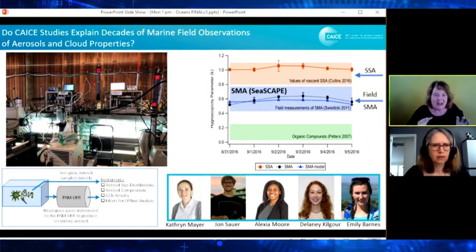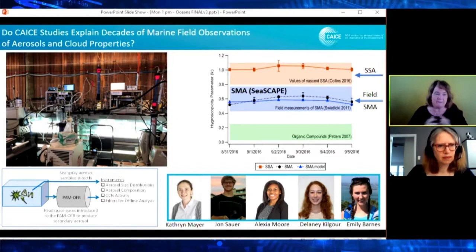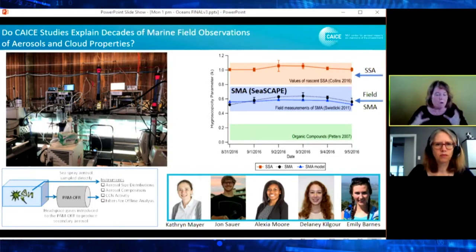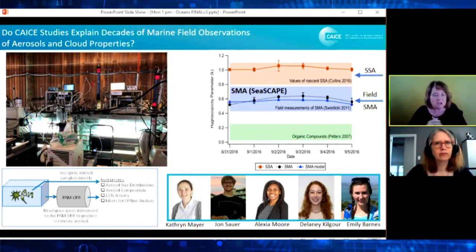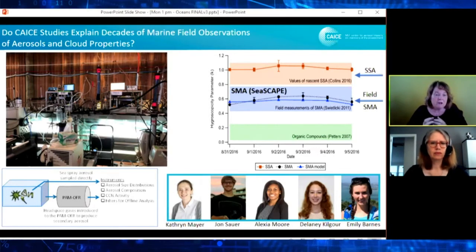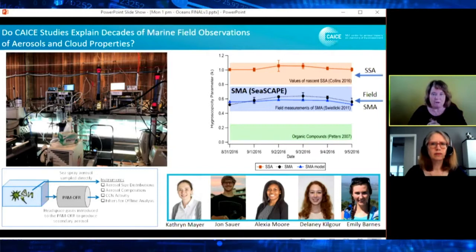So then we take that clean headspace, the air above, and we can send it into what's called, bottom left-hand corner, a PAM OFR. And now we've added the chemistry, finally. We're now going beyond just the biology, beyond the physical production. We're now looking at chemistry, and we can measure the composition of these secondary particles. We can also look at their ability to transform the clouds, and we can ask the question, now can we explain the field observations? And so that's shown up in the top right-hand corner.